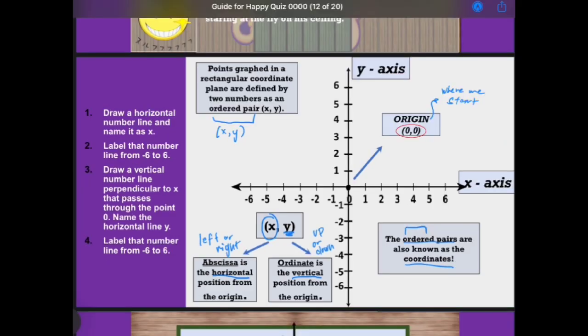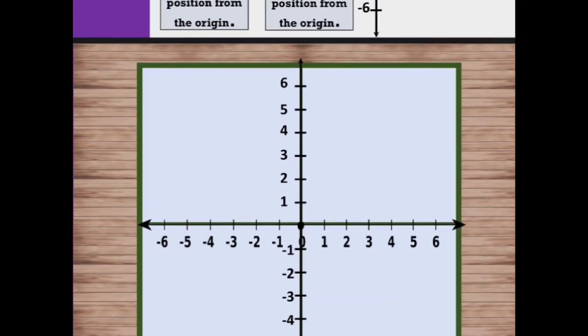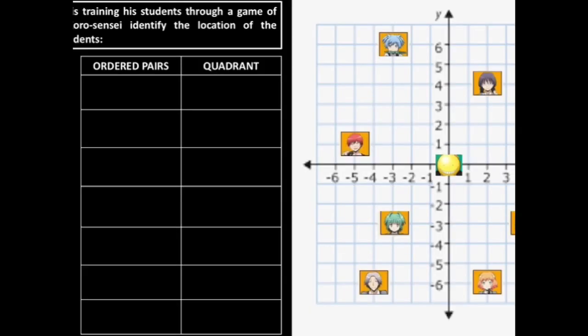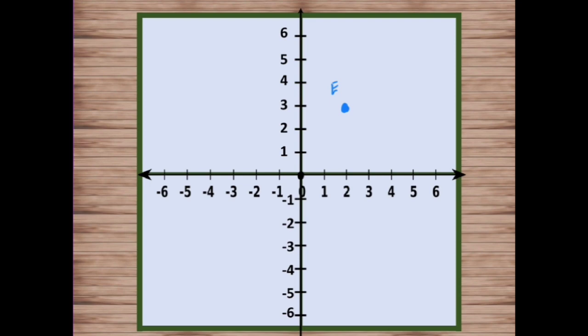Okay, so let's have some examples. Let's say that this is our blank Cartesian coordinate system, or the rectangular coordinate system. Let's say that we have a point located here, this dot right here. Let's name this point E. And you might be wondering, where is this point located?